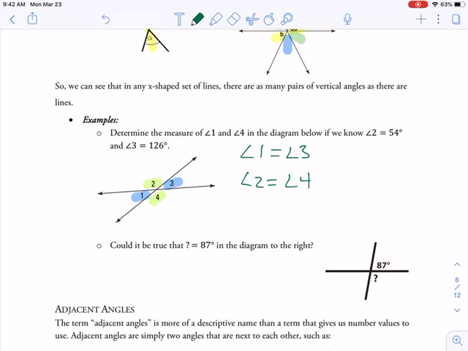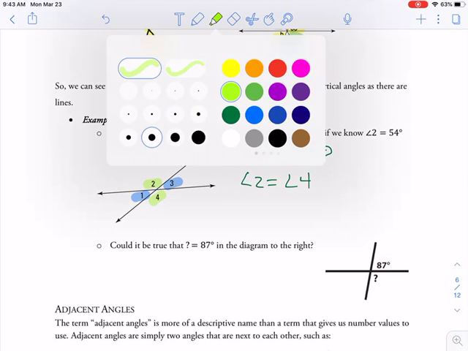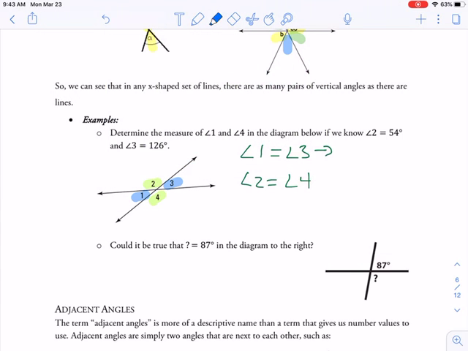Okay, and the reason, again, that we know that is because 1 and 3 are across the X-shaped set of lines from each other, and 2 and 4 are also across. So it's across the middle of the intersection, right? And so because of that, since we know already that angle 3 is equal to 126 degrees, here we go, angle 3 is equal to 126 degrees.